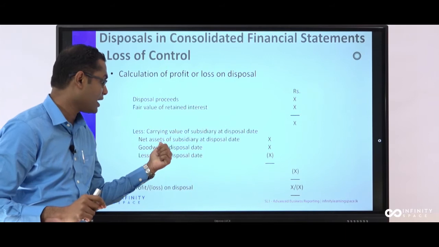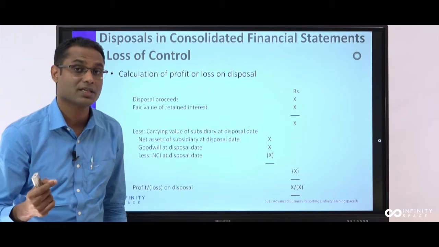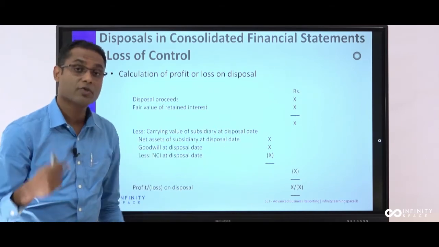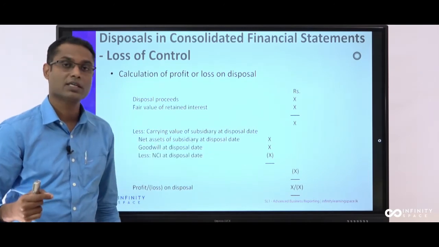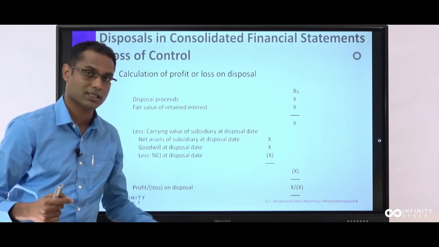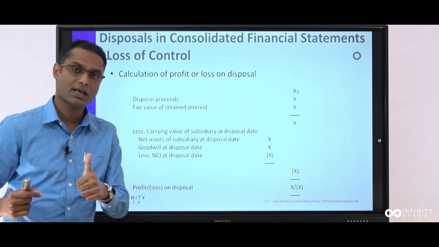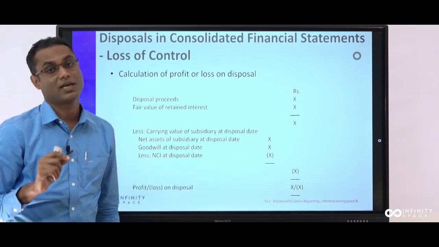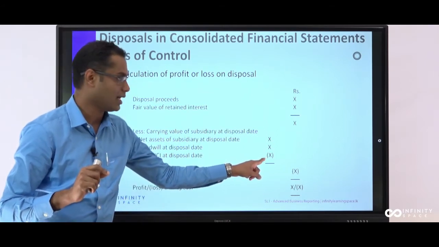First of all, net asset of the subsidiary at the date of disposal. You need to take the value of the net asset of the subsidiary at the date of disposal. Then you need to take how much of goodwill is there. That also has to be derecognized. Take the goodwill figure at the date of disposal. So what we have here are the items to be derecognized: net asset of the subsidiary at the disposal date, goodwill of the subsidiary at the disposal date, and also you need to derecognize the non-controlling interest of the subsidiary at the disposal date. So that has to be deducted. Okay, that has to be deducted.